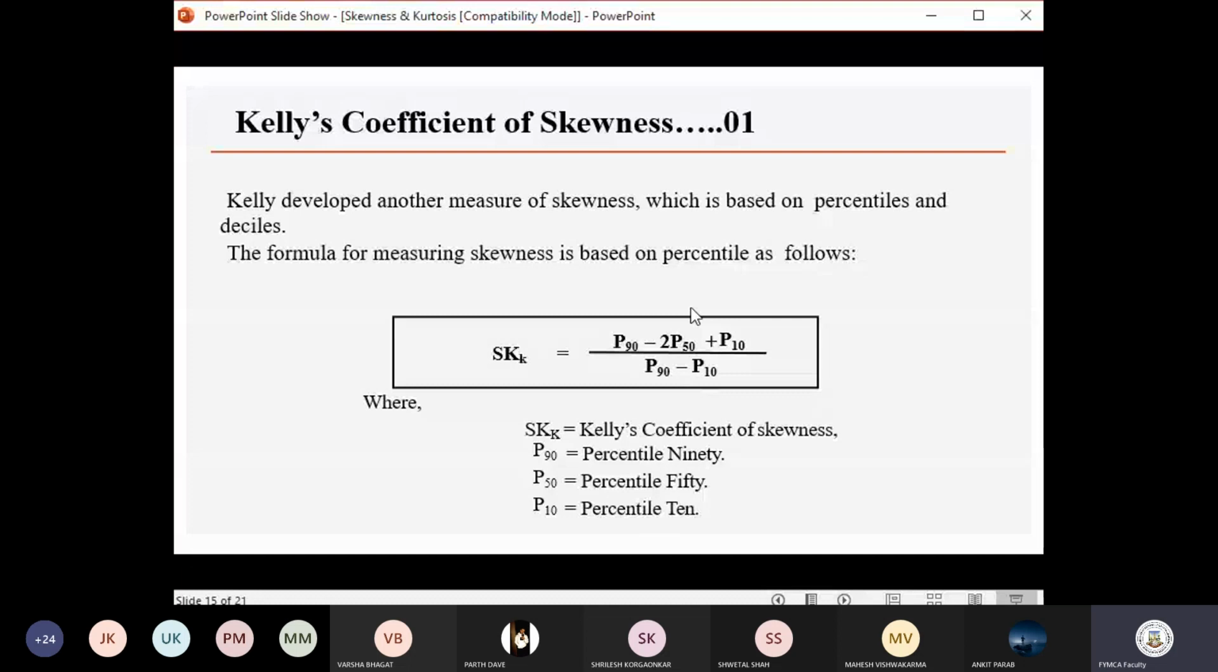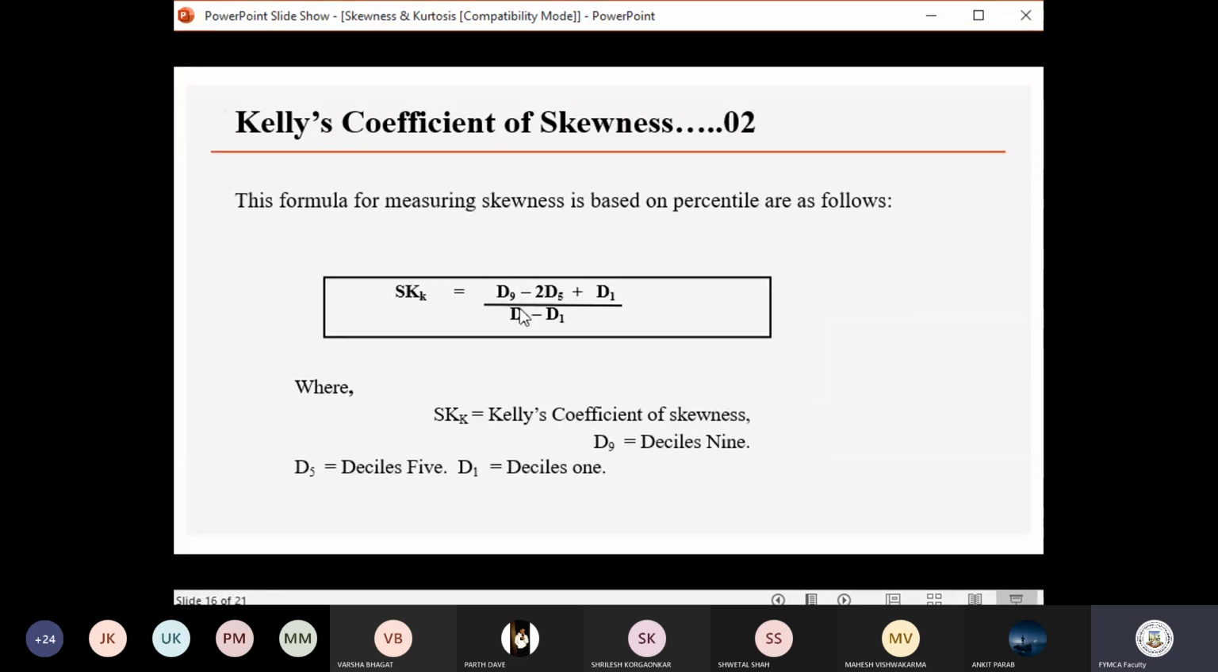So again, it will be a simple arithmetic case, that is you can calculate P90, P10, and find out the value of Bowley's coefficient. I'm just giving you a quick glimpse of this particular part, or you can convert that same formula from the percentile to the decile case. So instead of P90, you can write D9, the ninth decile, and the first decile.